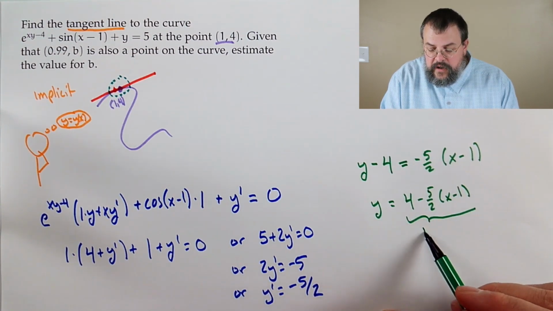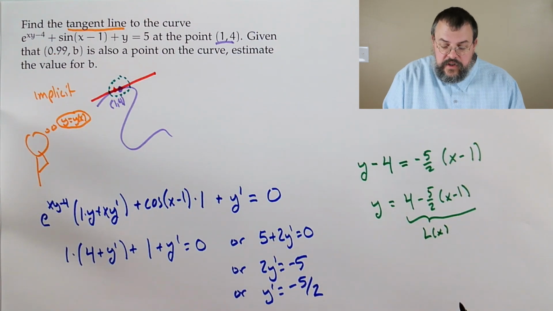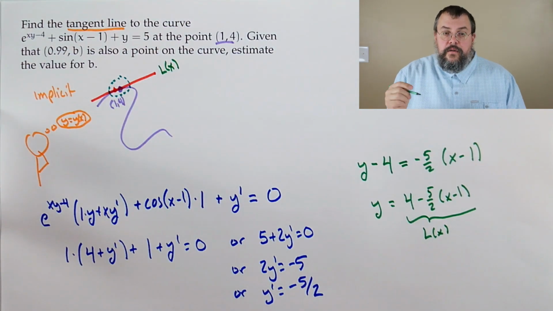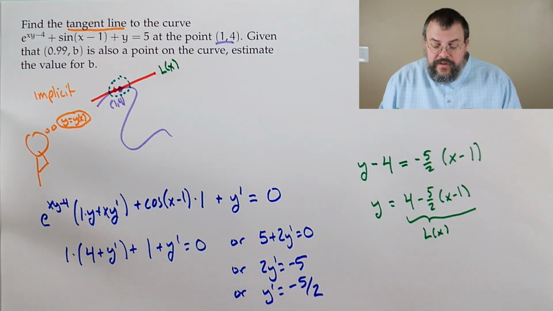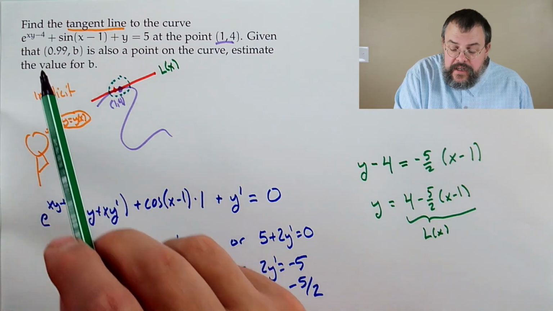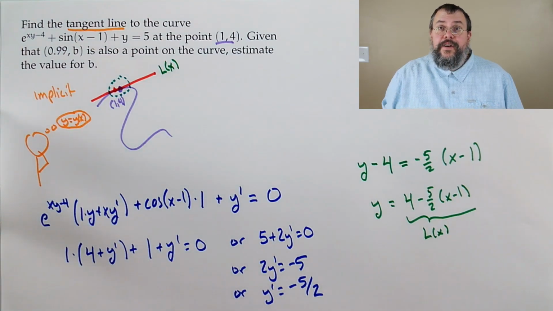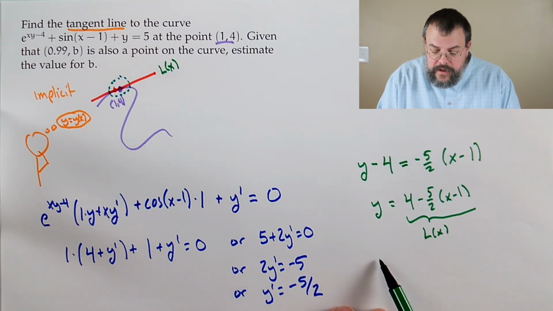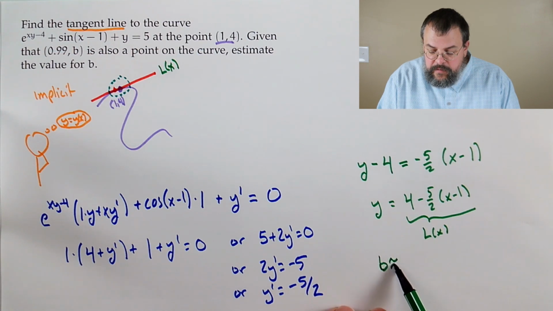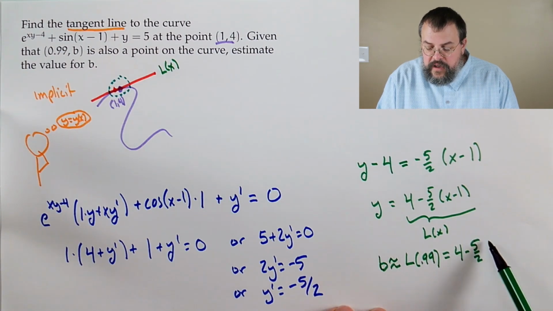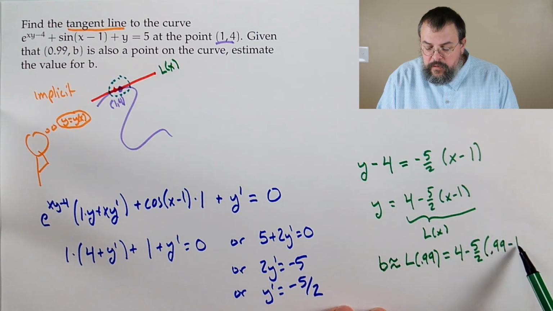Now this part right here, this is the L of x, the linearization. In other words, in our picture, it's this line here. That's our local line. So now we say, aha, we need to figure out what happens when we plug in x is 0.99. So in other words, where does 0.99 correspond to on this line? So the y value that we're after, b, is going to be approximately what happens when we plug 0.99 into our linearization, which is 4 minus 5 halves times 0.99 minus 1.